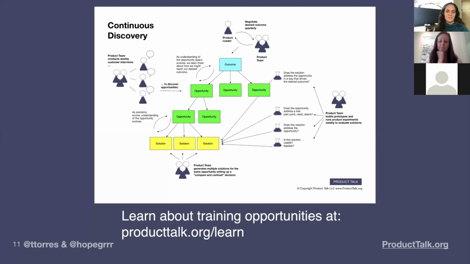I like to capture this whole process in a visual so that people can keep track of where they are and what they're doing and what they do next. That's actually how the opportunity solution tree was born.